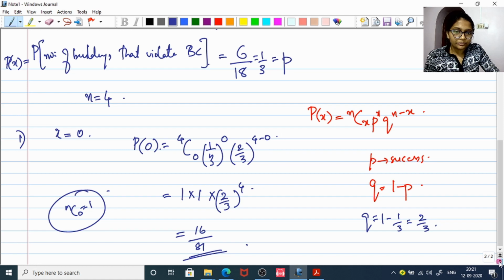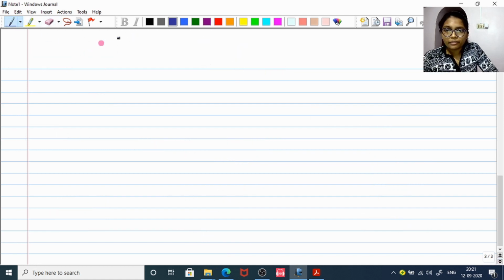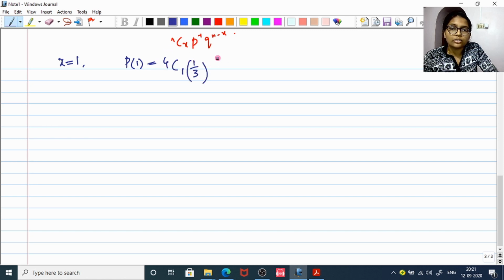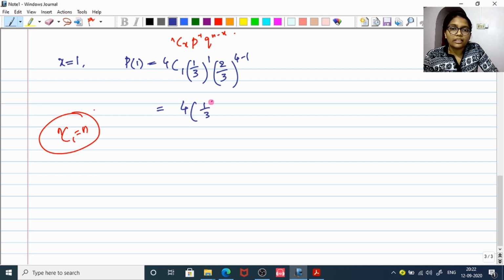So x is equal to 1. So again P of 1 is equal to nCx P raised to x Q raised to n minus x, isn't it? So P of 1 is 4C1 into 1 by 3 raised to x and 2 by 3 raised to 4 minus 1. nC1 is equal to n, so 4C1 is simply 4 itself, into 1 by 3, next 2 by 3 raised to 3. So the value is 32 by 81 is your answer.